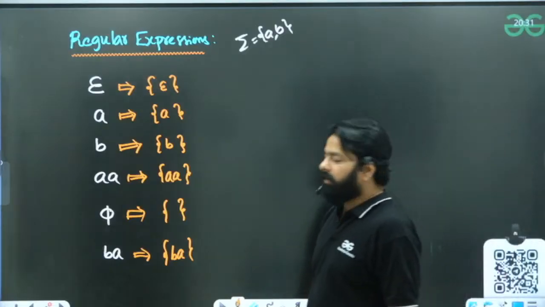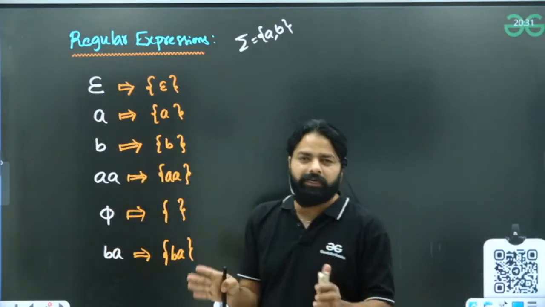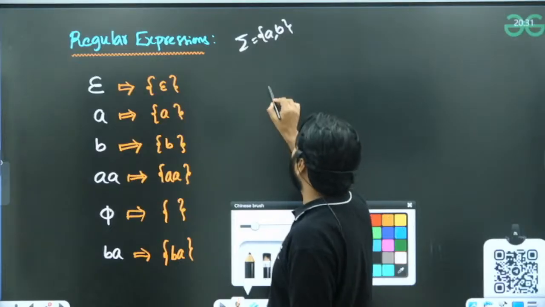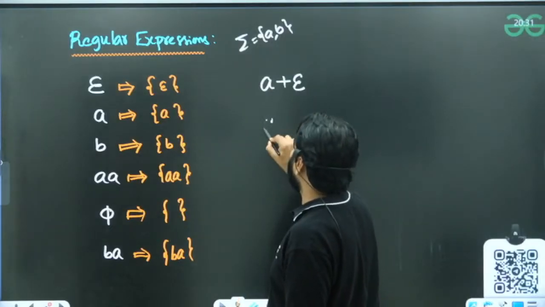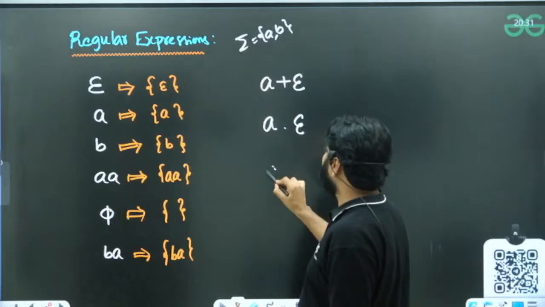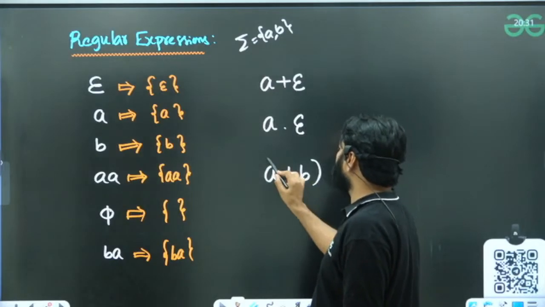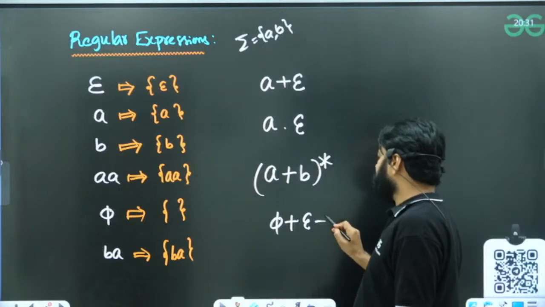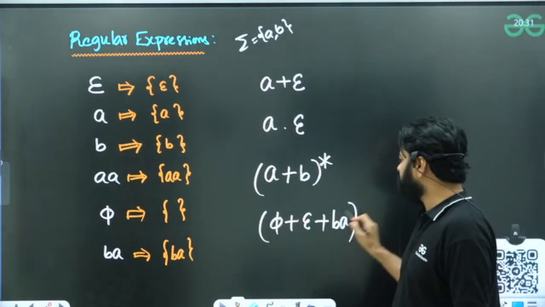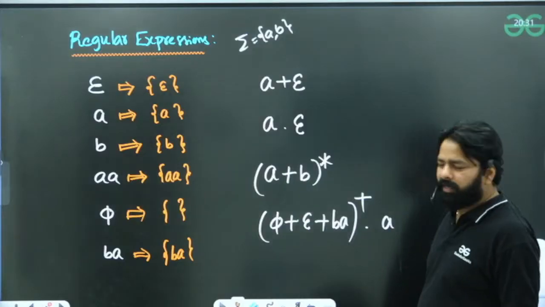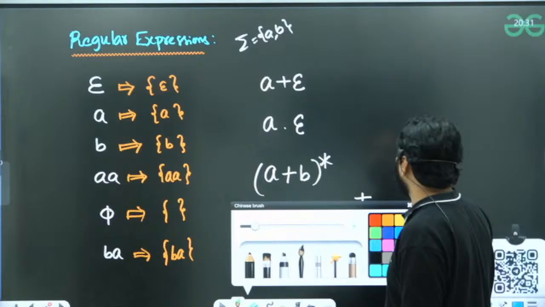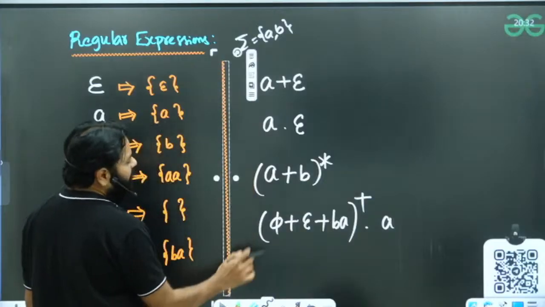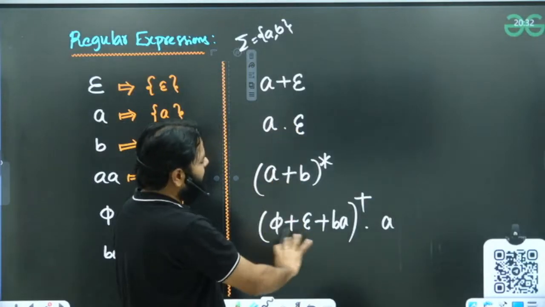Is that clear? Now I have not used any operators, yet they are regular expressions, and you can use them anywhere as operands whenever you like. For example, can I write a plus epsilon? Can I write a dot epsilon? Can I write something like (a plus b) whole star? Can I write (pi plus epsilon plus ba) whole plus dot a? Anything you can write. Now if you try to understand them, all are regular expressions, but what do they generate? It may take time. I'm not explaining now what they do, but are they regular expressions?